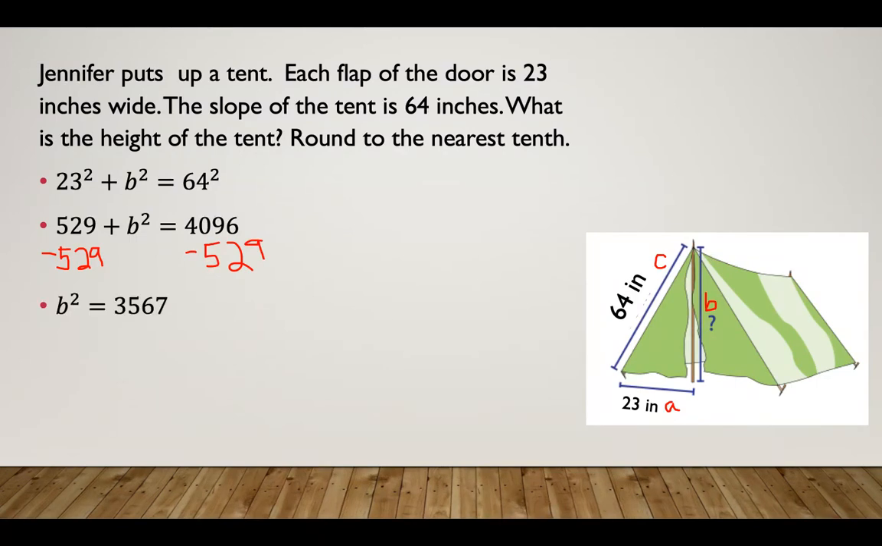From here, you should get B squared equals 3,567. We need to take the square root, and your final answer should be B equals 59.7 inches.